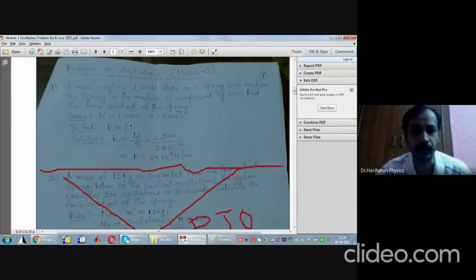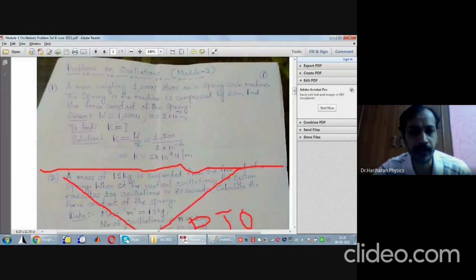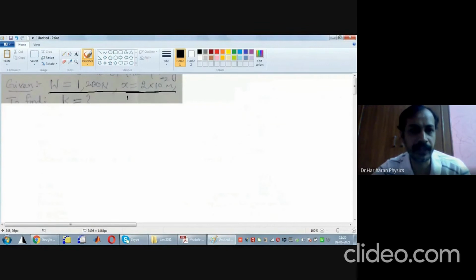Next, what do I have to do? I have to find the spring constant K. So that has been listed here. What we have to find is the spring constant K, and it is listed here.